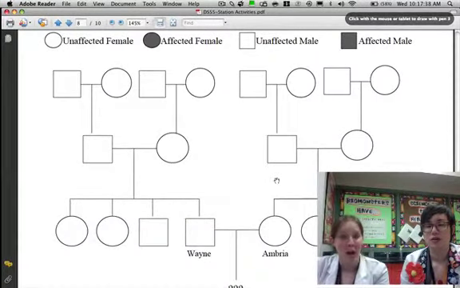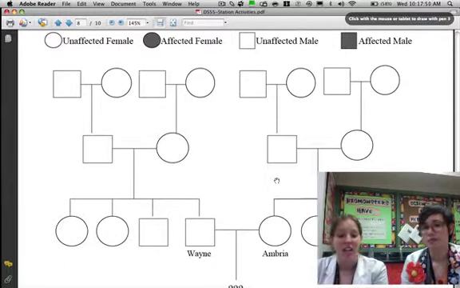Okay, so here's our pedigree, our family tree. I see at the bottom here that I have Wayne and Ambria, my 2 individuals that have come in for genetic counseling and want to know about their family history of cystic fibrosis. So we're going to go ahead and take a look at Wayne's family history. Ms. Cook, do you want to fly us over to Wayne's family history?